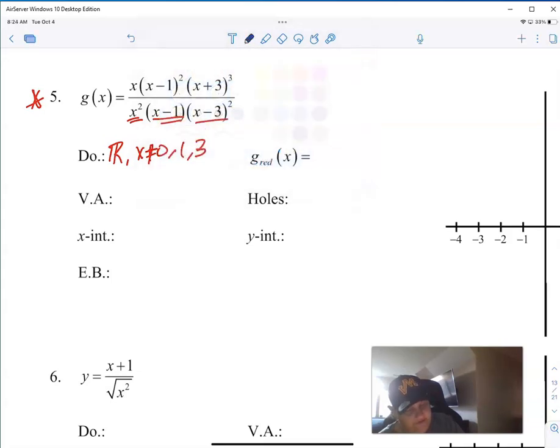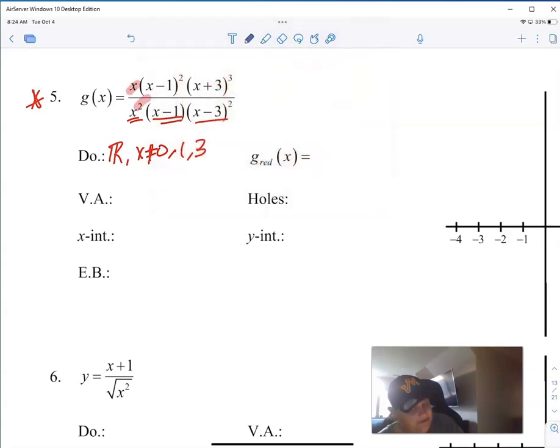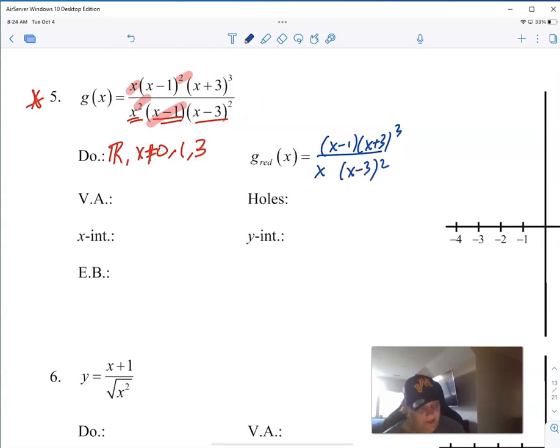So here's what we do. We reduce this. One of the x's cancels out. One of those cancels out. And none of those cancel out. All right, now here's the thing. I'm going to go ahead and write my vertical asymptotes next. My vertical asymptotes are at x equals 0 and x equals 3.